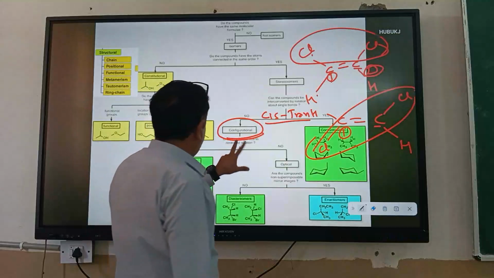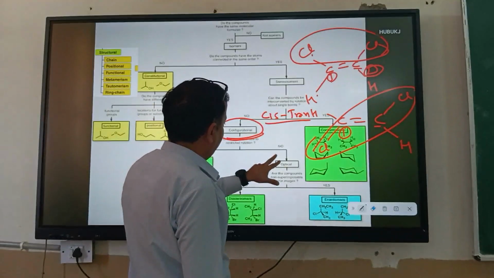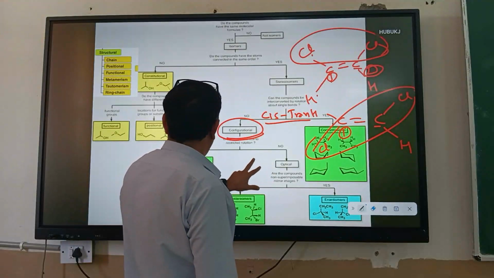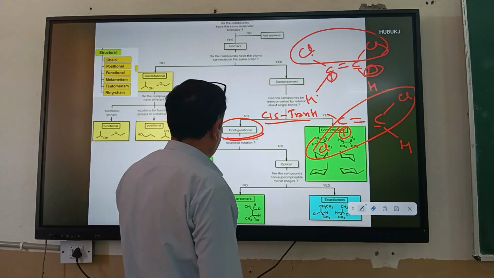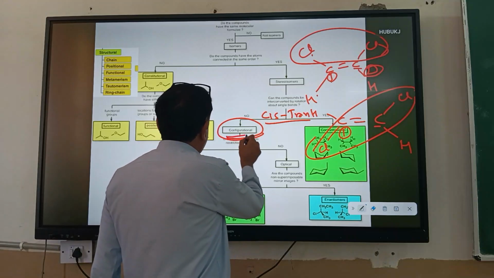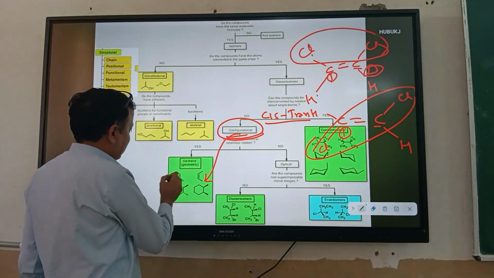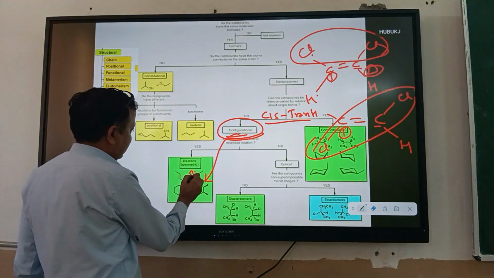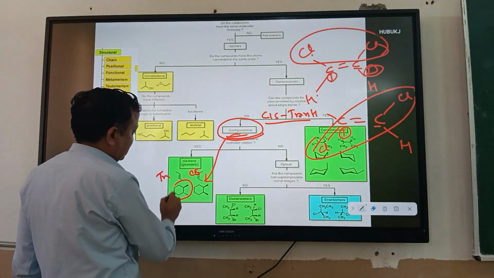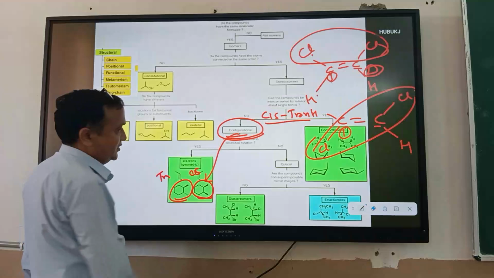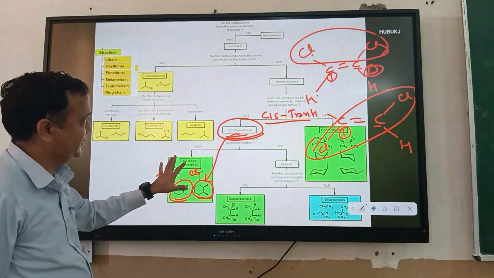Here, if the rotation around a carbon-carbon double bond is not possible, it is restricted, then that configurational isomer is known as a geometric isomer, and these are cis and trans. This one is the cis form, this one is the trans form. Such isomers are known as geometric isomers.